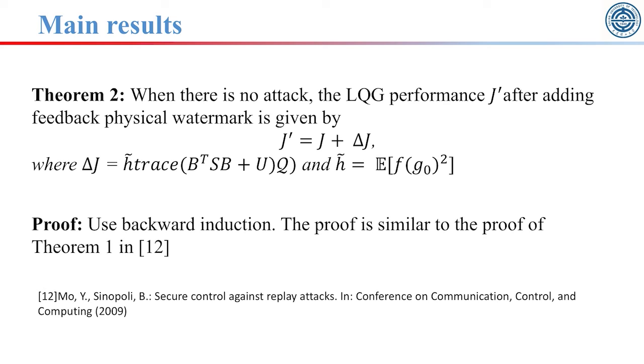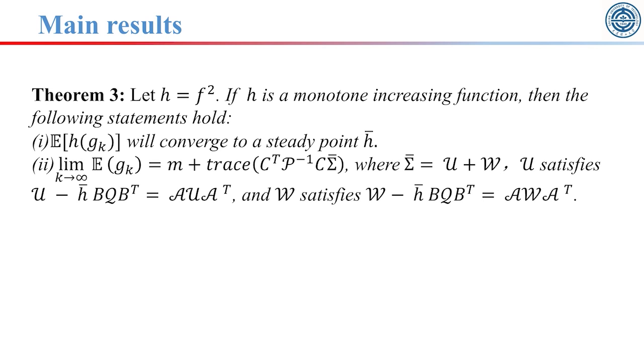Next, we will introduce our key theorem. The theorem here is to show that our method with specified F is effective. Item 1 of this theorem implies that the covariance of watermarks will converge to a steady point. Item 2 shows that our method can enlarge the expectation of detector outputs and therefore increase the detection rates of replay attacks. Thus, the feedback function can be designed based on this theorem. In the next part, we will give a numerical example to show the validity of this theorem.